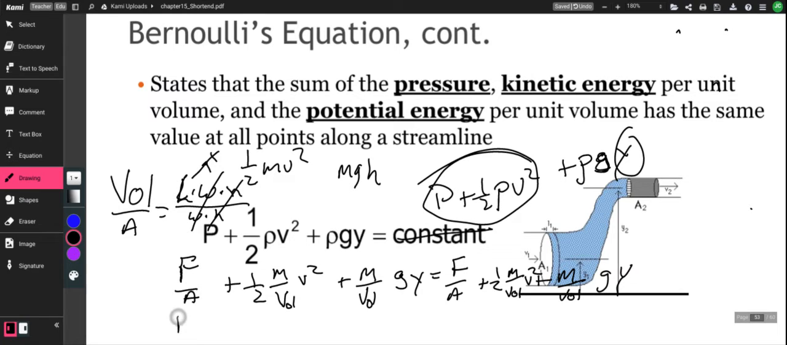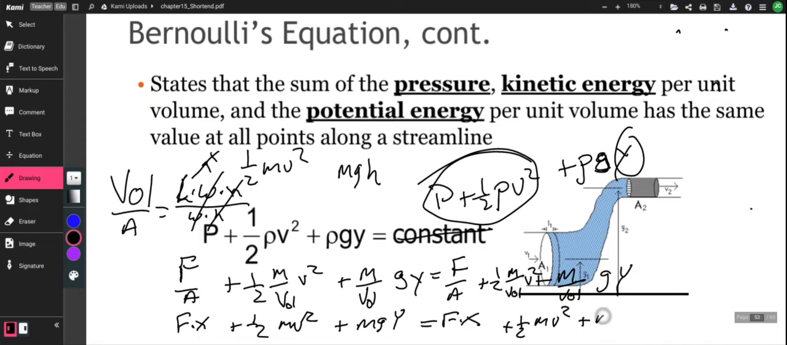Then I change this to force times displacement plus 1/2 mv squared plus mgy is equal to force times displacement plus 1/2 mv squared plus mgy. Daniel Bernoulli was smart, and he understood the concept of energy, and he proved that fluids conserve energy. That's really what he discovered here.